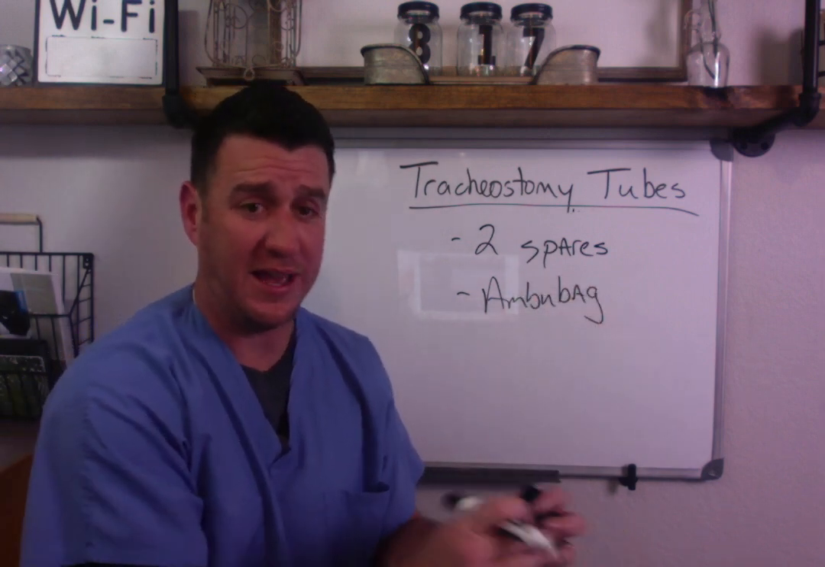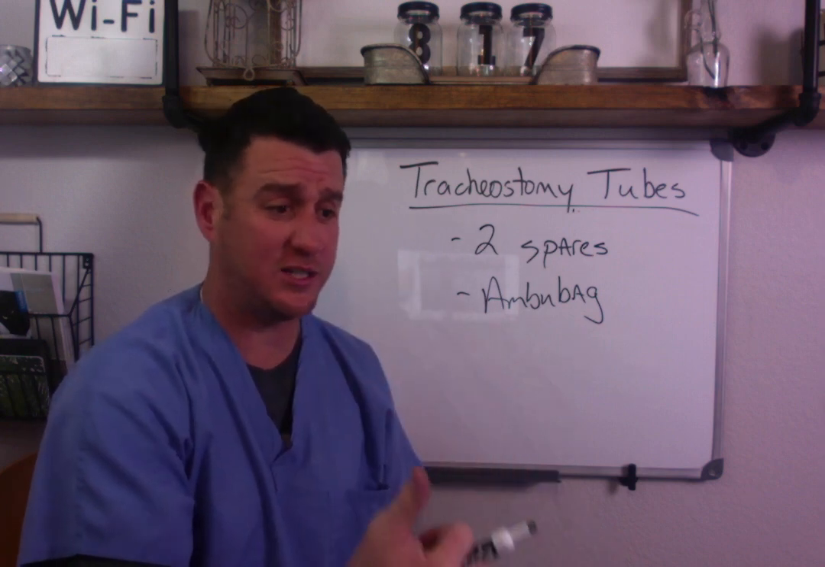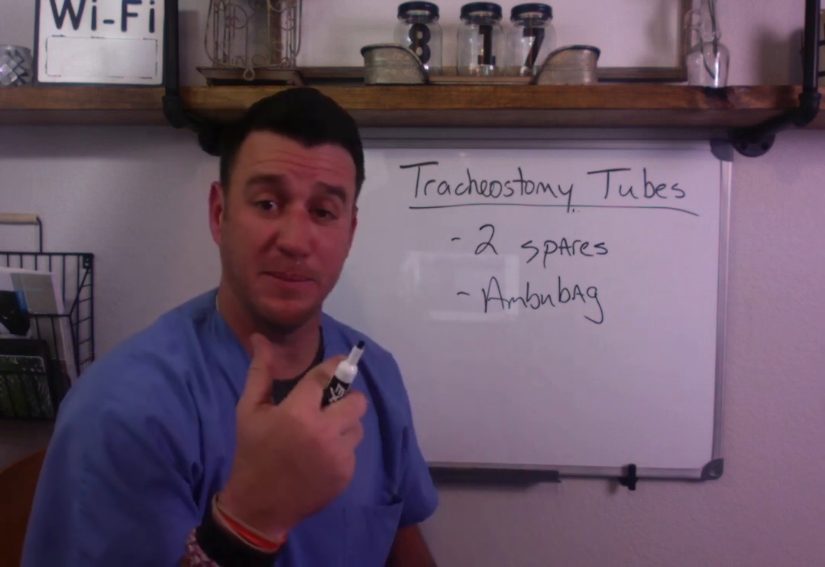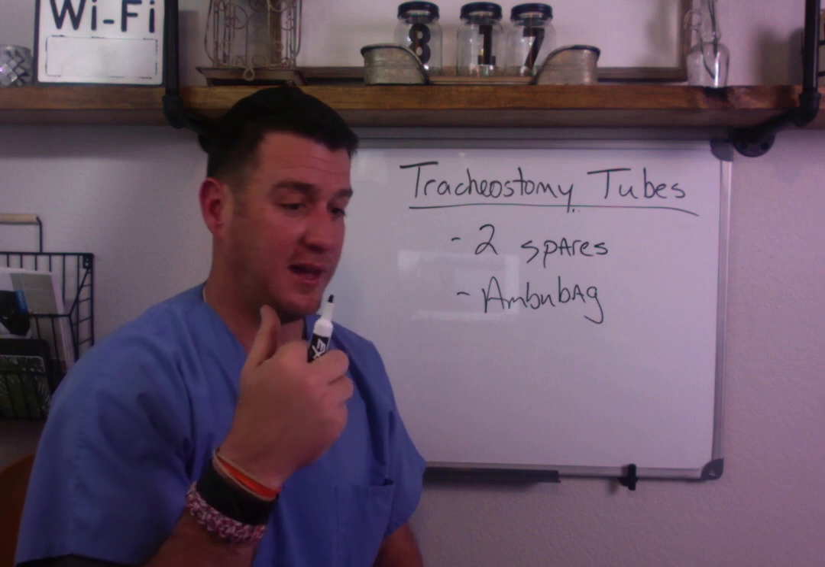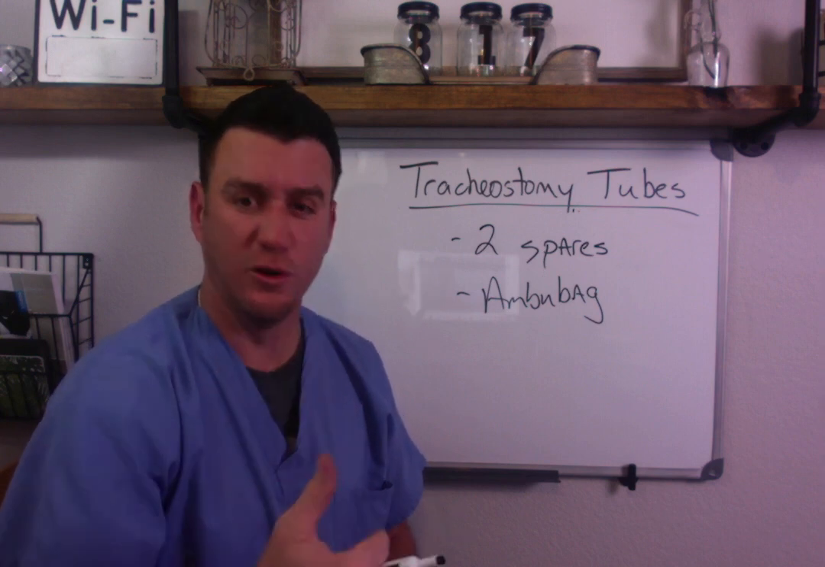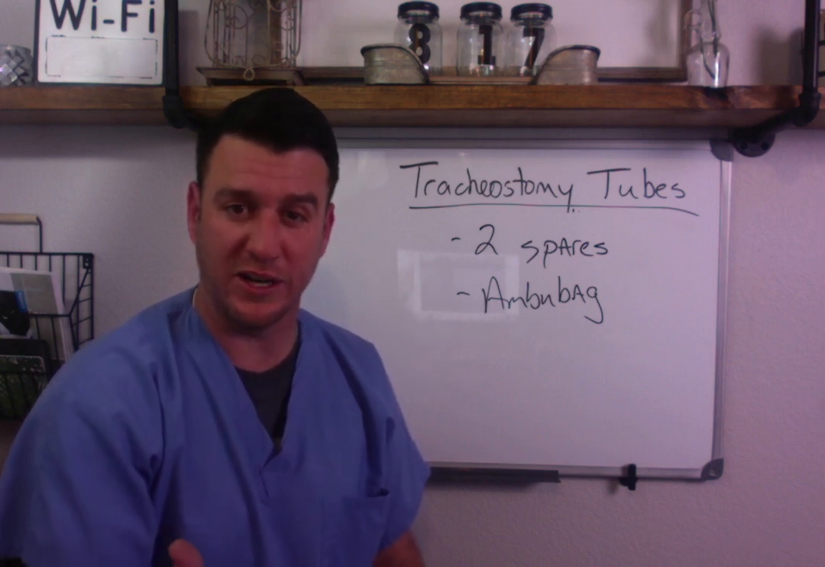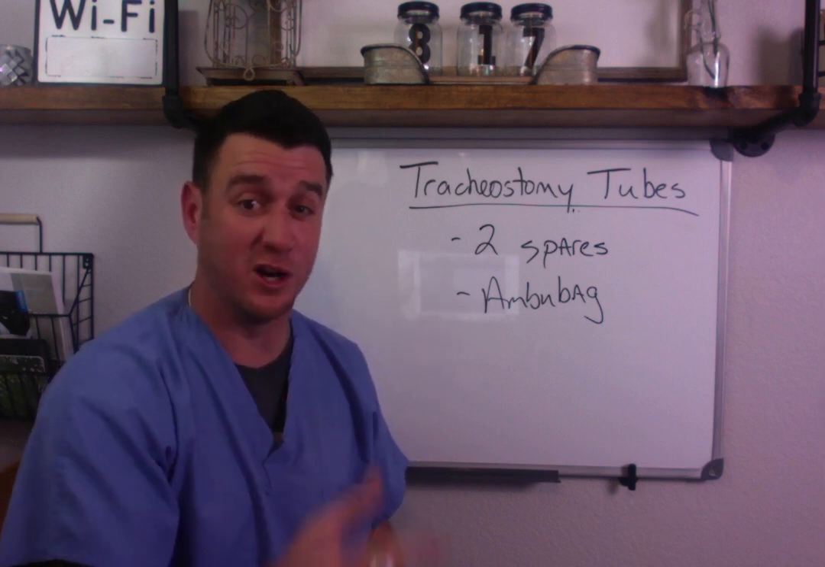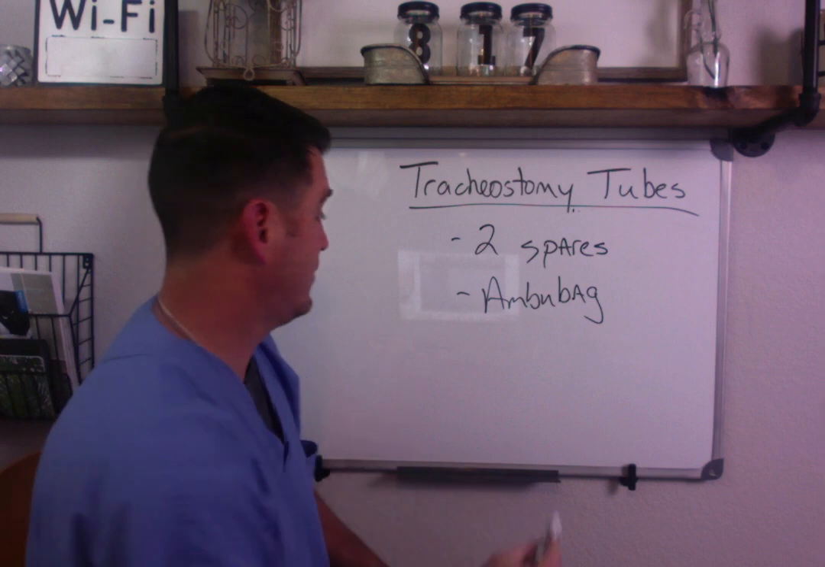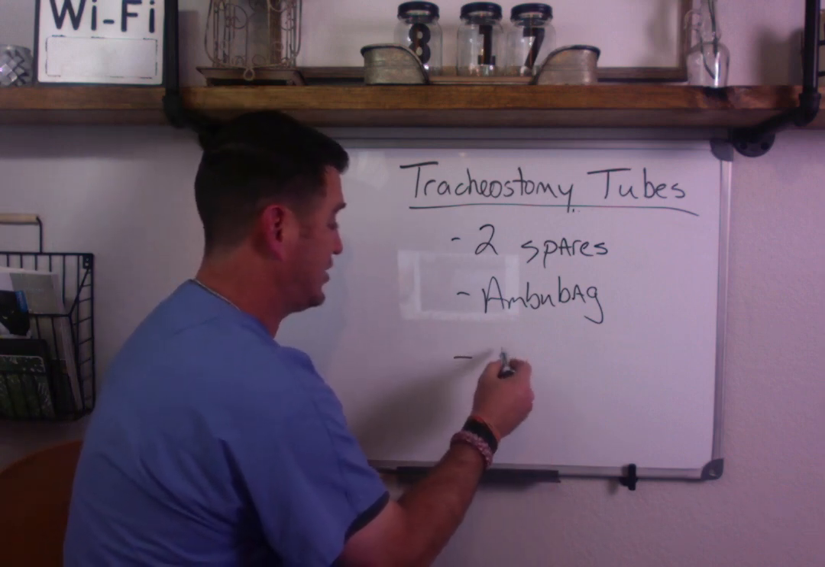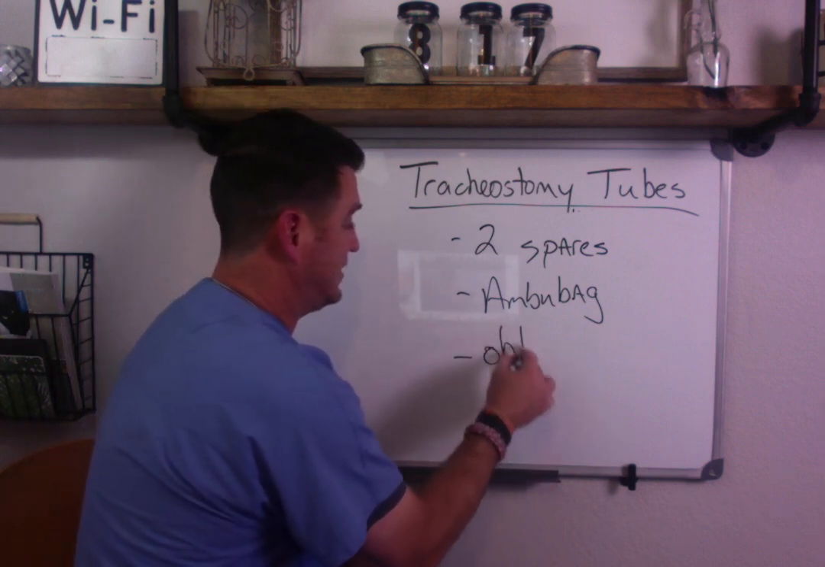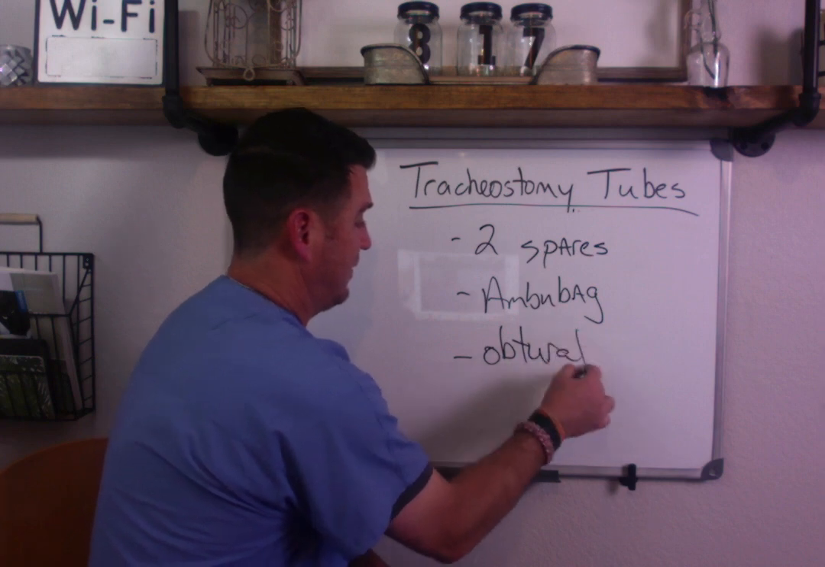You have an airway that can become dislodged. It can be pulled out. It can be occluded by thick mucus. And you may have an emergency situation on your hands. The last thing you want to do is have to leave to go get an ambu bag. And then the other thing that you're always going to want to have in a room is the obturator.